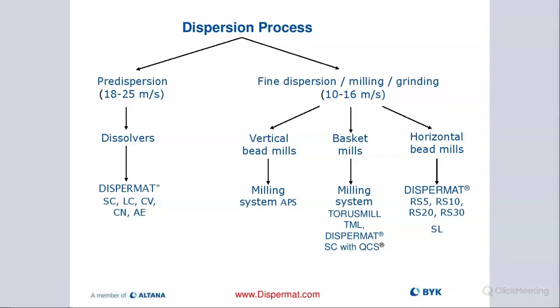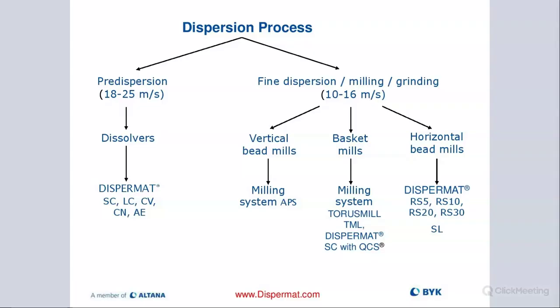So a standard mixer won't be able to get you there. It looks like a dissolver, but it's basically just a mixer. Even if you put on a cowles blade, if it doesn't get you to 18 to 25 meters per second, you are not hitting the ideal tip speed, and you will not get the results that you're looking for. You need to have a dissolver. So we have a variety of products for the lab, as well as pilot and manufacturing. We'll cover some of those later on in the presentation.